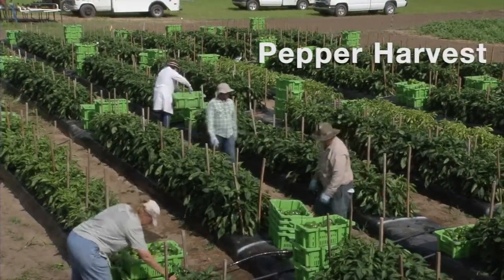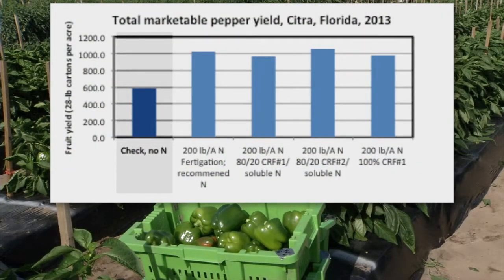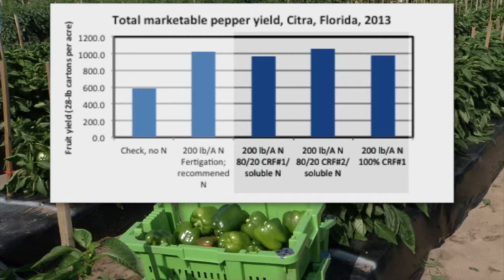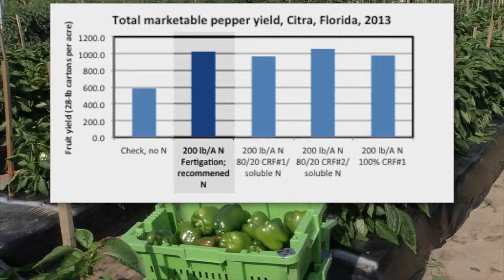Pepper yield responded to nitrogen fertilization on this sandy soil. Yield with no nitrogen in the left column was half the yield when nitrogen was applied, either with the fertigation treatment, the second column, or with the controlled release fertilizers, the last three columns. Several controlled release fertilizer programs, the three columns to the right, either 80% controlled release fertilizer with 20% soluble fertilizer, all at bedding, or the 100% controlled release fertilizer program, again all at bedding, resulted in yields similar to those yields with the recommended nitrogen fertigation program shown in the second column.